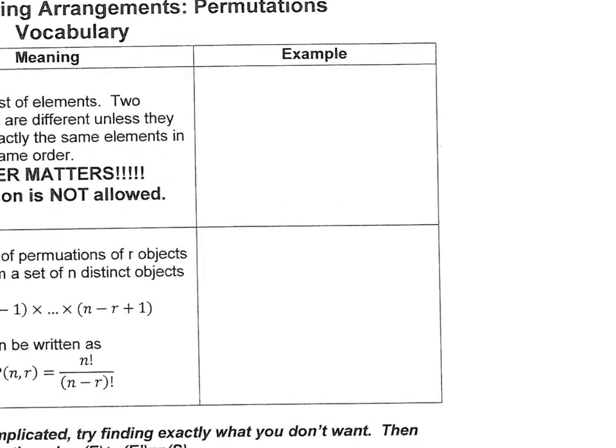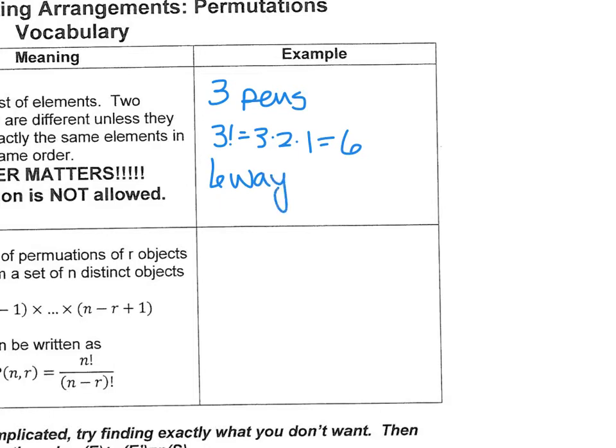So a very simple application of this would be, let's say you have 3 pins and you want to know the different orders that you can align them on your desk. Well, that would be 3 factorial, 6 that we got from earlier, 6 ways to rearrange the pins on your desk.